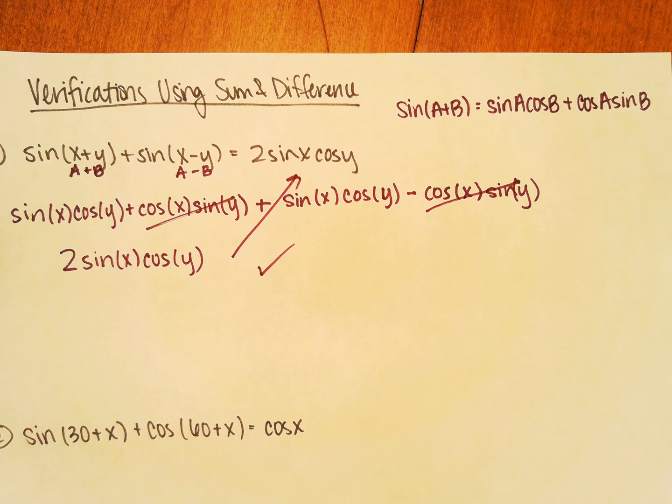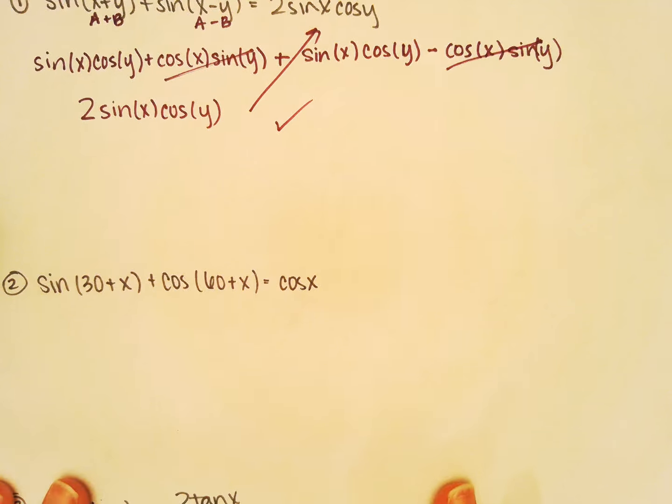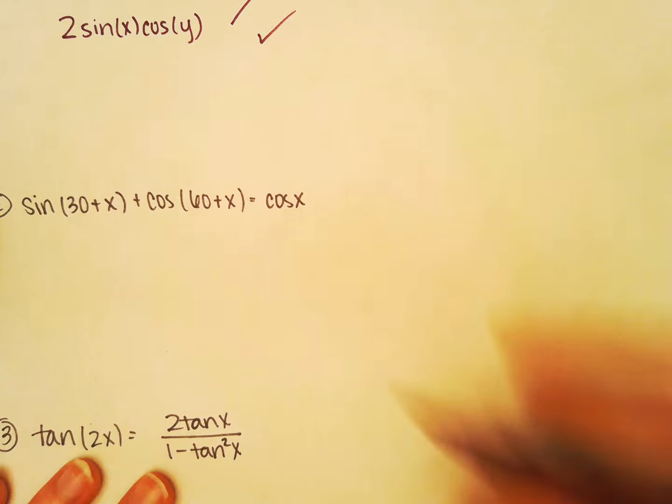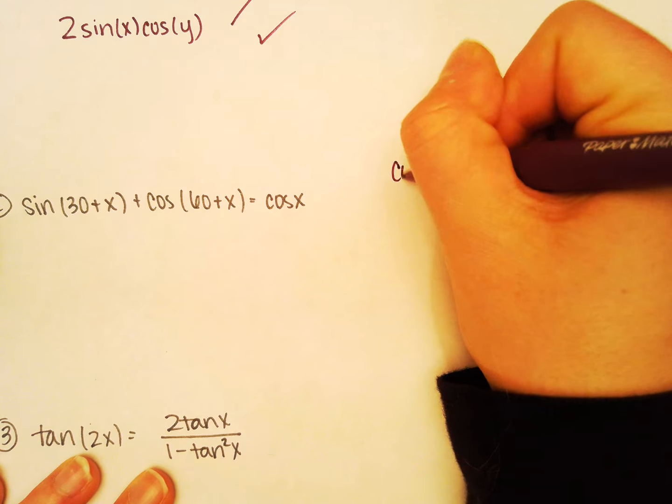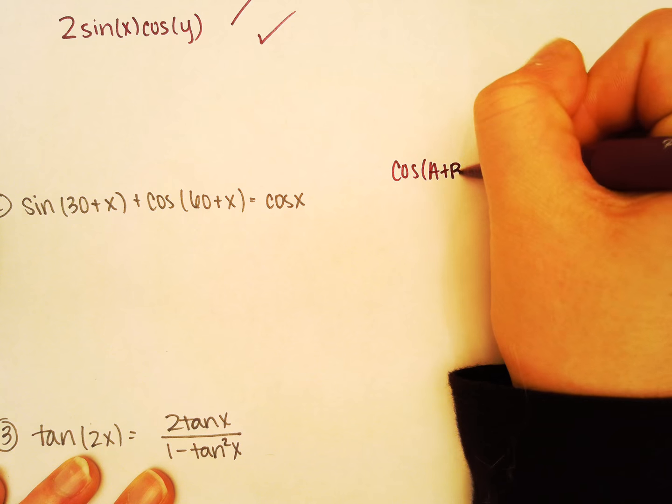So again, all we had to do for this one is expand both these things, combine like terms, and cancel each other out. We're going to do the same thing for the next one. We're dealing with the sum for sine, and we'll do the sum for cosine. So I already wrote the sum for sine above, but I'm going to write the sum for cosine down here so we can see that.